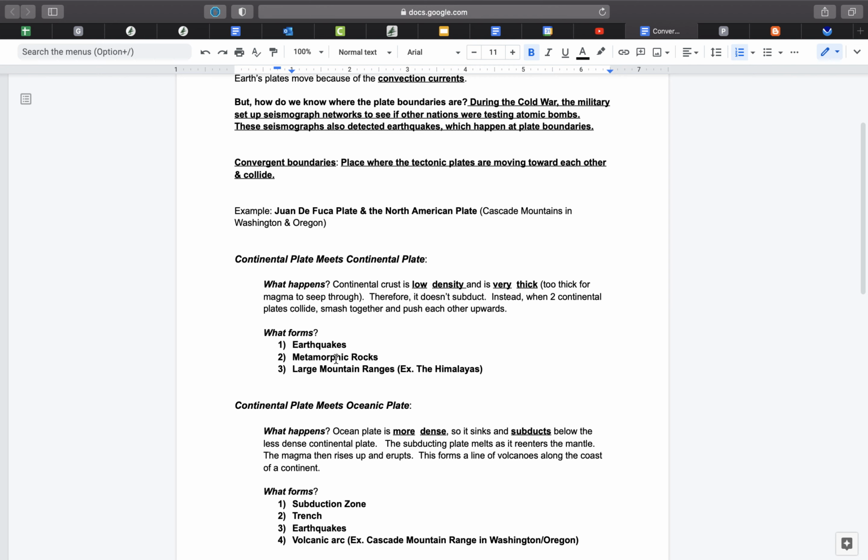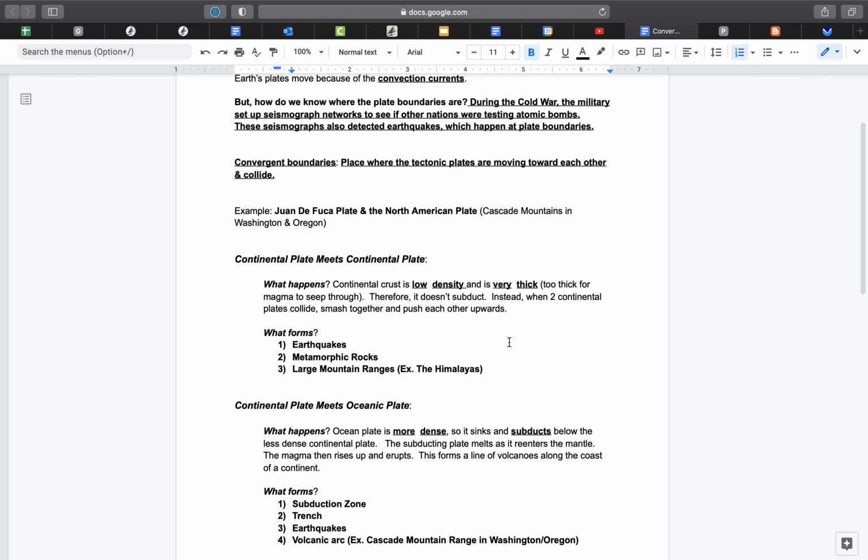You can also generate metamorphic rocks. Remember, those require large amounts of heat and pressure to form, to change certain other rocks into metamorphic rocks through the application of that heat and pressure. And that also happens fairly frequently at convergent boundaries where you have a continental plate meeting another continental plate.